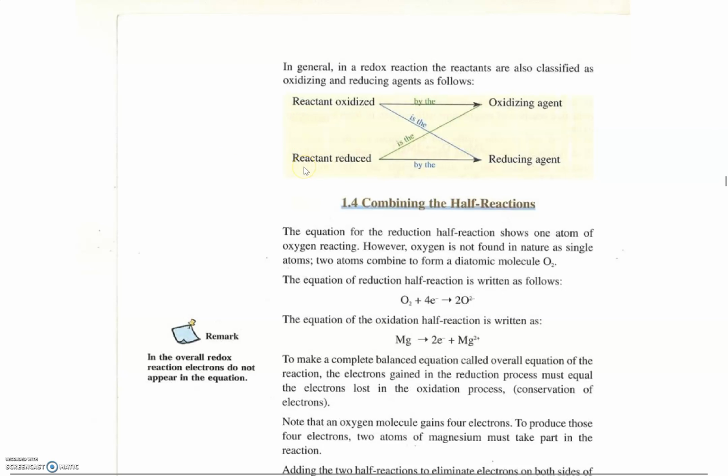So usually we have two reactants. One of them has an oxidation, so one reactant is oxidized and the other reactant is reduced. The oxidized reactant is also called reducing agent. Why reducing agent? Because it makes the other reactant do a reduction. And the other reactant, the reactant which is reduced, is called an oxidizing agent.